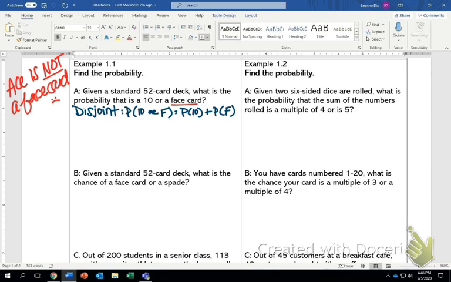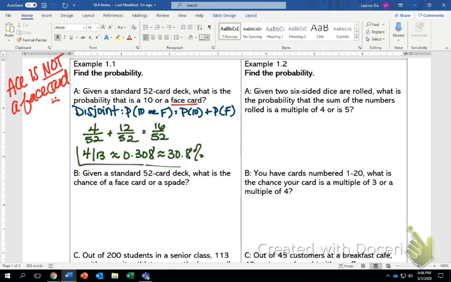So the probability of getting a 10 is 4 out of 52. That's 1 ten in each suit, and there's 4 suits, plus the probability of getting a face card, well, that's going to be 12 out of 52. Add that together to get 16 out of 52. We can reduce that to be 4 out of 13, or approximately 30.8%. And that is our answer.